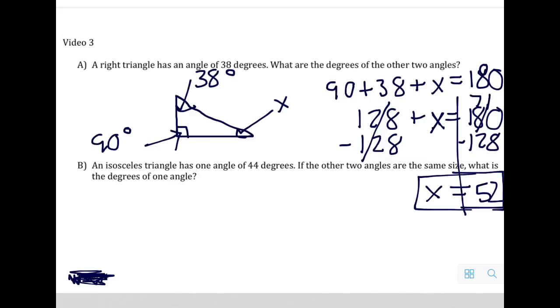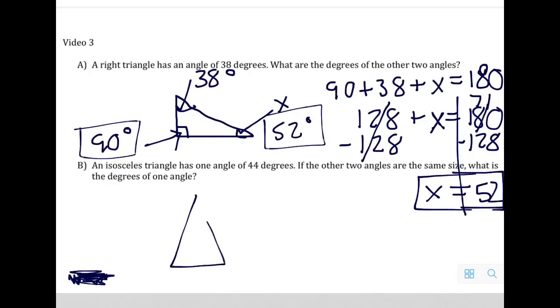So my missing angle here is 52 degrees. So what are the degrees of the other two angles? It'd be 52 degrees and 90 degrees. And letter B, an isosceles triangle has one angle of 44 degrees. If the other two angles are the same size, what is the degrees of one angle?